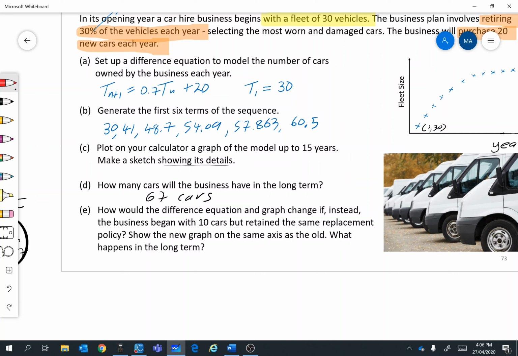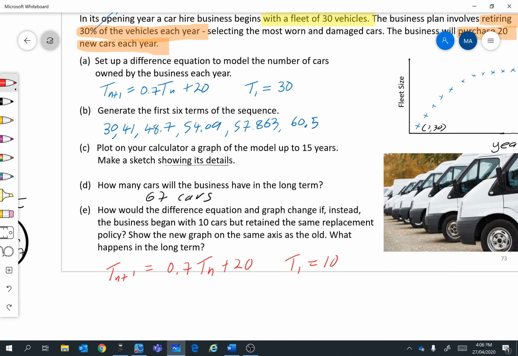Okay, so this is what the difference equation would look like. Pretty much the first bit is exactly the same. It's just the first term that changes to 10. So it's only that first term that changes. All right. So if you were writing a worded answer to that, you'd say, how would the difference equation change? It would only have a different first term.